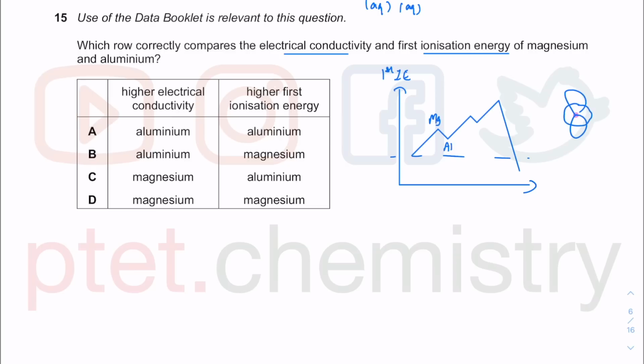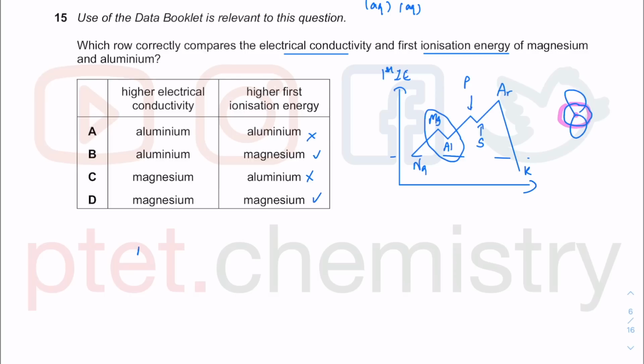As you can imagine, your nucleus is in the center. So when you're in the p subshell, you are slightly blocked. You're slightly more shielded, further away from the nucleus, therefore slightly easier to remove. The next drop is going to be phosphorus and sulfur, as a result of your paired electrons repelling more than unpaired electrons. Then there is a noble gas, and then you fill in the new shell, which is potassium, which is further away, more shielded, slightly easier to remove. But we are just looking at magnesium and aluminium, so the higher first ionization energy has got to be magnesium and not aluminium. Then there's the conductivity.